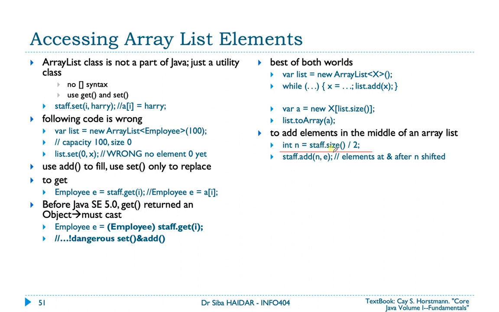n equals staff.size, where staff is the array list, divided by 2, and then staff.add element at the index n. To remove, you just give the index you want to remove, and the element will be removed from the list staff. But if you have frequent inserts and removes, the array list is not really the good data type.